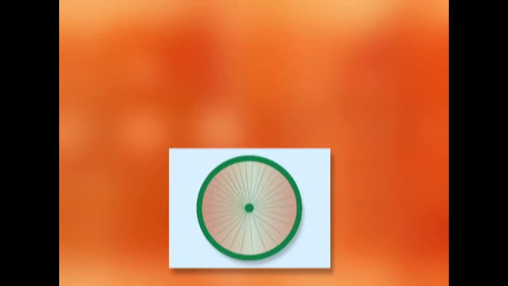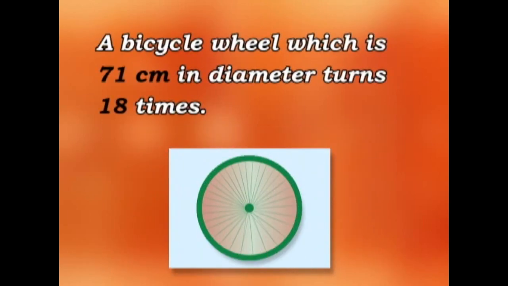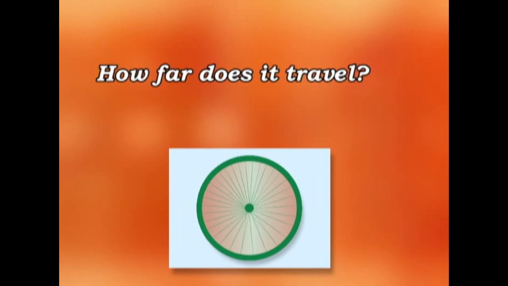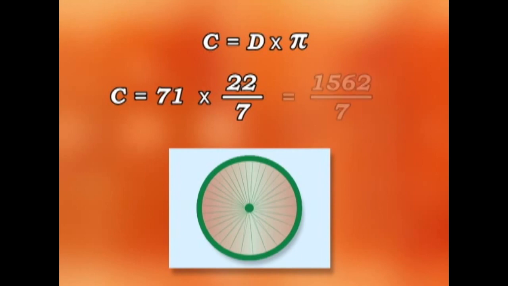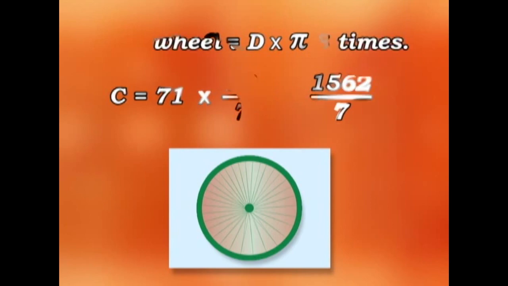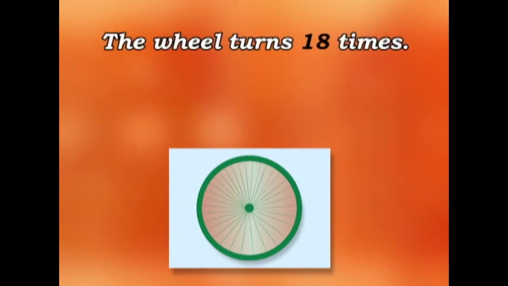Here's another bicycle wheel problem. A bicycle wheel, which is 71 centimeters in diameter, turns 18 times. So how far does it travel? We know that circumference equals diameter times pi, so circumference equals 71 times 22 over 7, which is 1,562 over 7. Now the wheel turns 18 times, so we have to multiply this by 18.